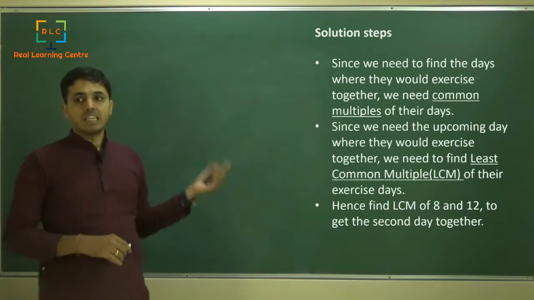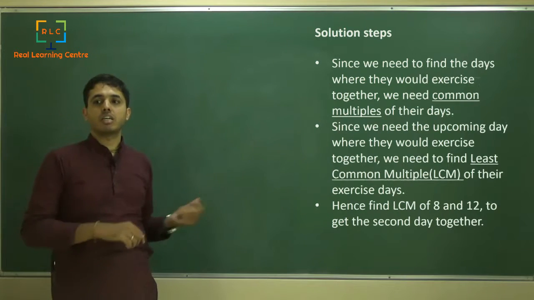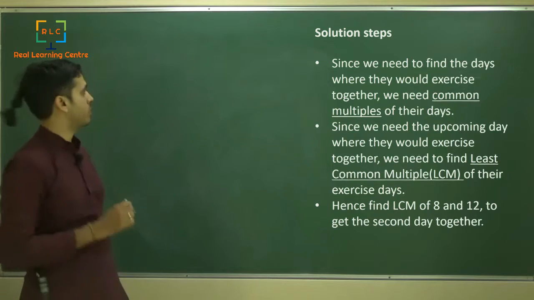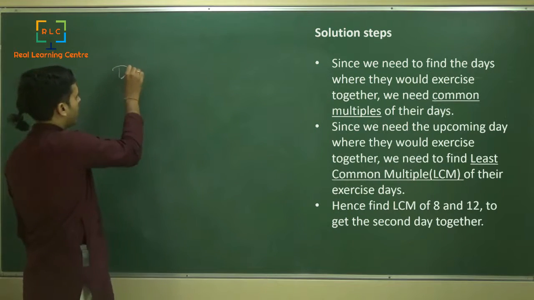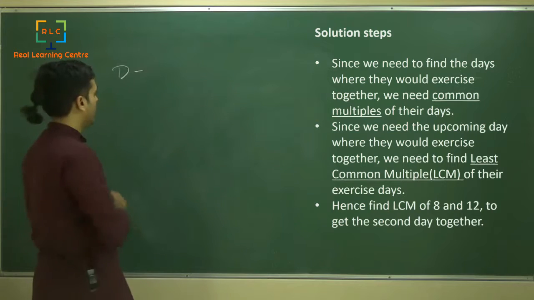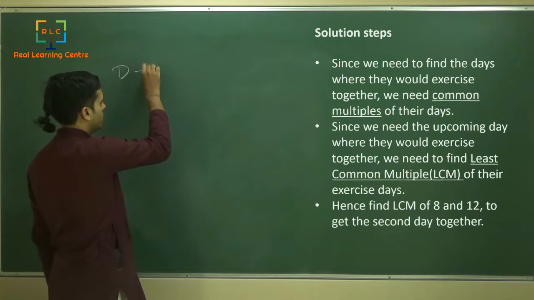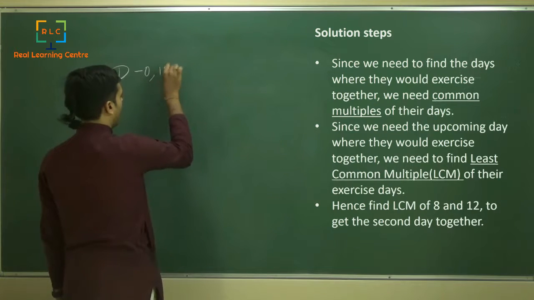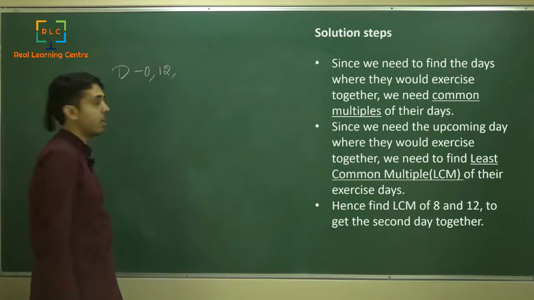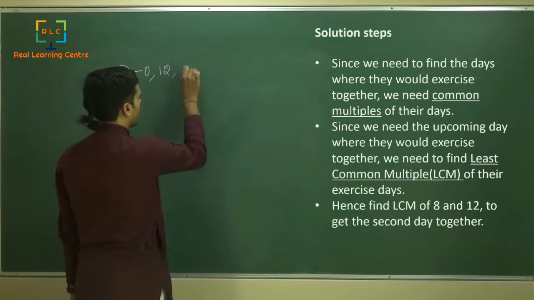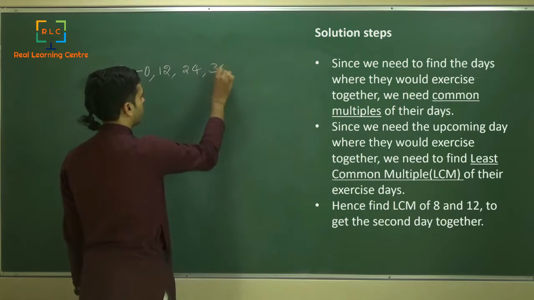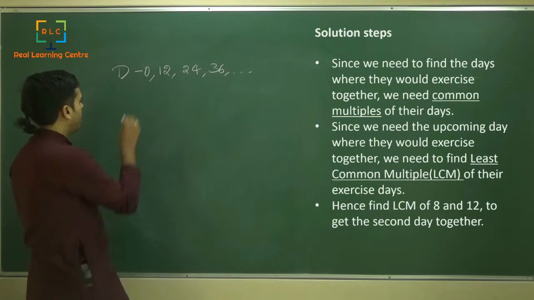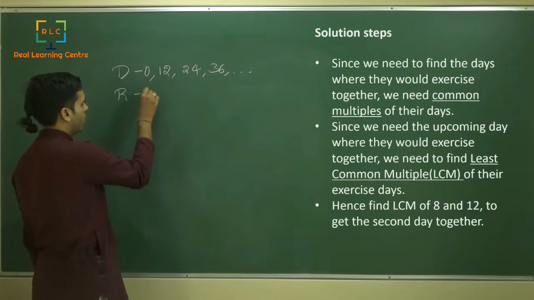Since we need to find the days where they would exercise together, we need to find common multiples of their days. Common multiples, why common multiples? Because now, take Deepika, I am just using the short form as D. She exercised today, that is 0, consider, okay, and then she exercises again after 12 days, and then she exercises again after 24 days, again after 36 days, and it goes on.